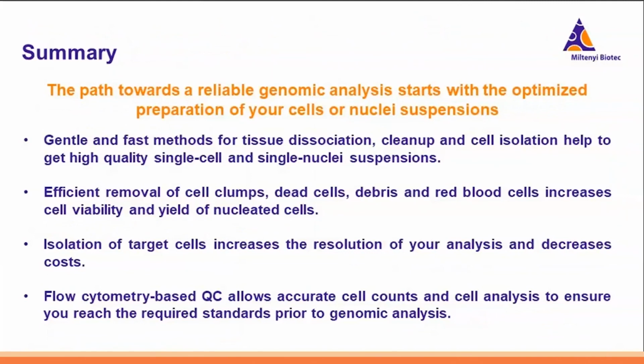Okay, and to sum up, I would like to remark that the path towards a reliable genomic analysis starts with the optimized preparation of your cell or nuclei suspensions. Gentle and fast methods for tissue dissociation, cleanup, and cell isolation help to get high-quality single-cell and single-nuclei suspensions. An efficient removal of cell clumps, dead cells, debris, and red blood cells increases cell viability and the yield of nucleated cells, which is particularly important for transcriptional analysis, and also the higher quality of the genomic analysis performed afterwards. And isolation of target cells leads us to increase the resolution of the analysis and also decrease cost, because we are only analyzing our cells of interest.